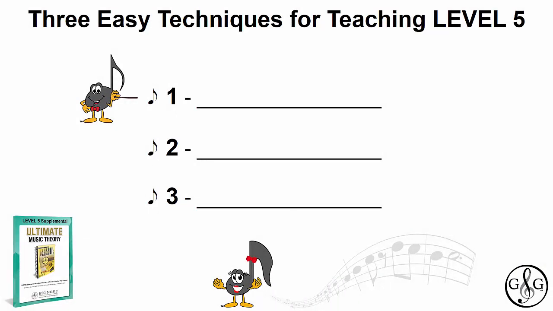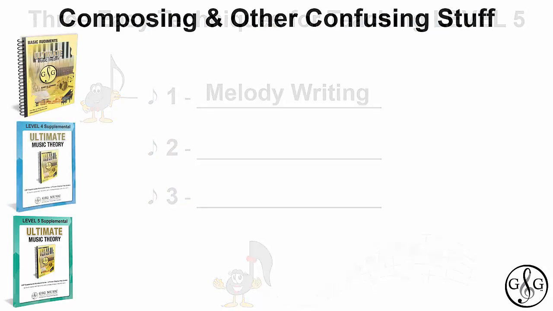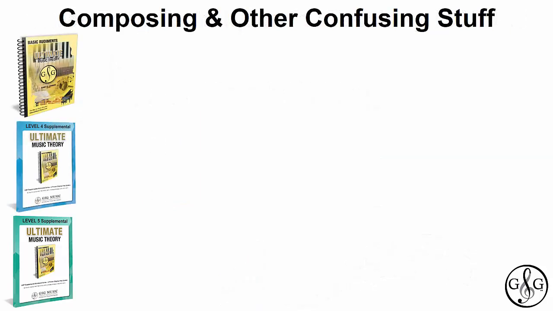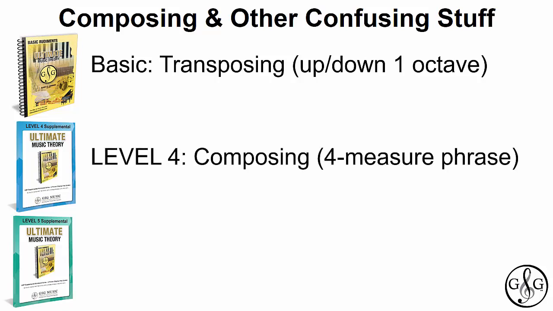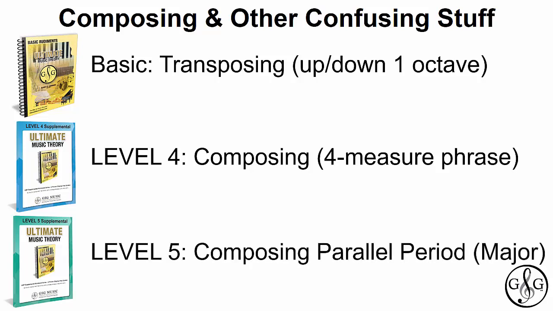First, with the 3 easy techniques for teaching Level 5 is melody writing, even if you're not a composer. So composing and other confusing stuff. In basic rudiments, you learned about transposing up or down 1 octave. Then in Level 4, you learned about composing a 4-measure phrase. And now what's new in level 5 is you will be learning about composing a parallel period in a major key. But let's start with all that other confusing stuff.